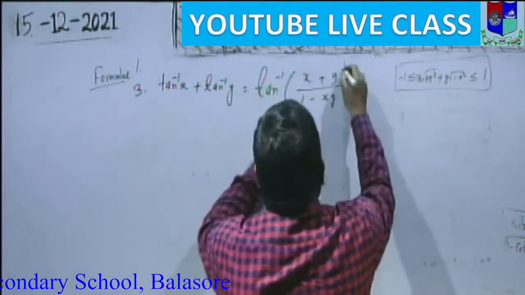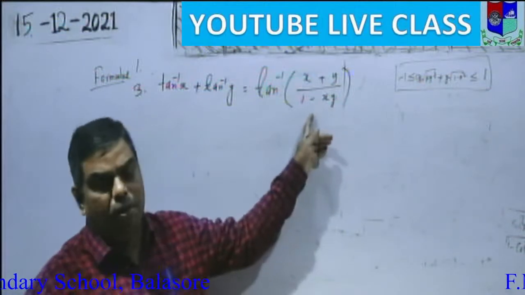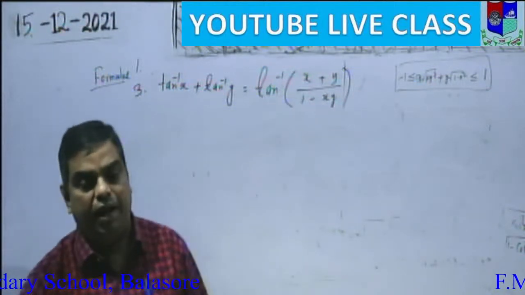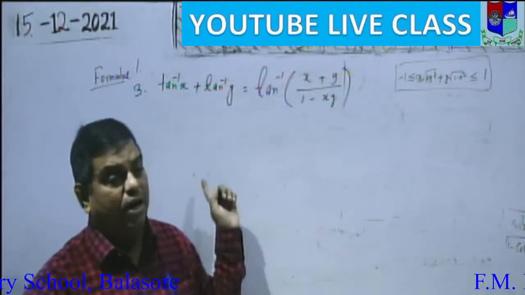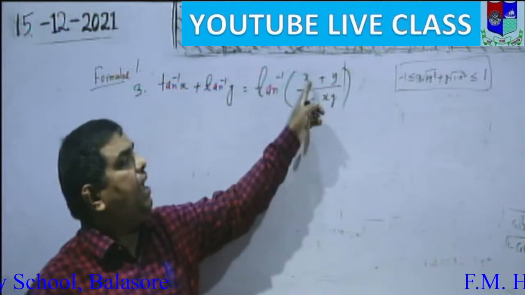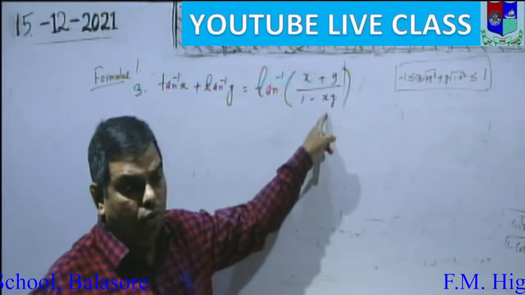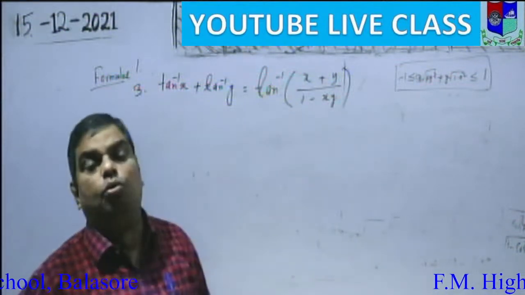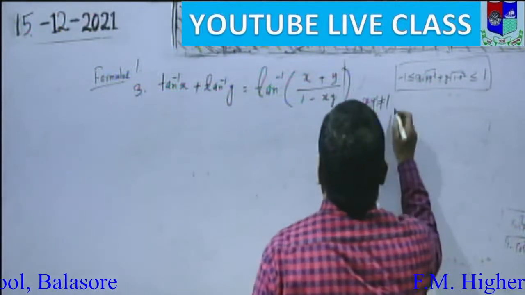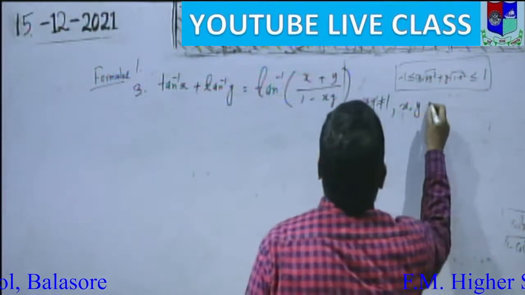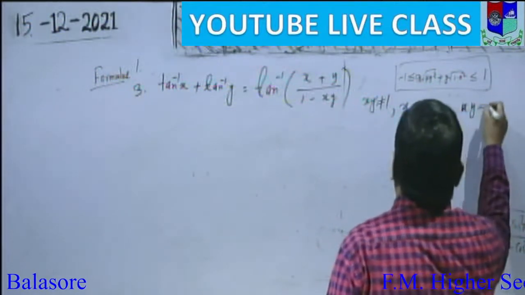Here, since the denominator is 1 minus xy, the value can never be 0. Tan takes every value and it ranges from minus infinity to plus infinity. x or y range from minus infinity to plus infinity, but x into y is not equal to 1. That is, x into y can never equal 1. Your x, y both are real numbers and x, y can never equal 1.